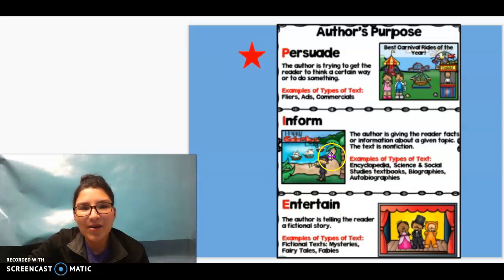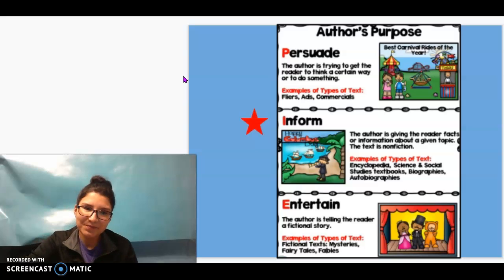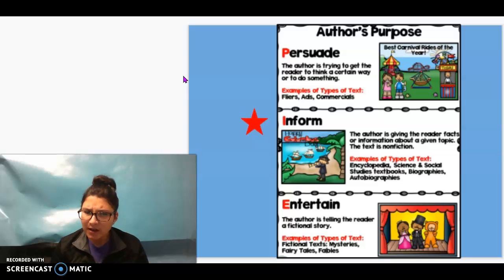Okay, so inform. Think back to what inform means. Give you a moment to think about it. All right, inform. The author is giving the reader facts or information about a given topic. The text is nonfiction. What is nonfiction? Not fake. It's real, right? So in books where the author is trying to inform you, the author is trying to give you real information, real facts, true stuff, right?